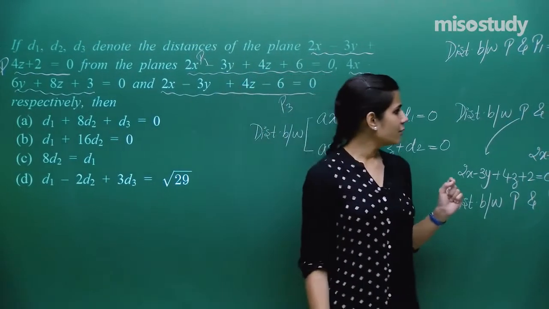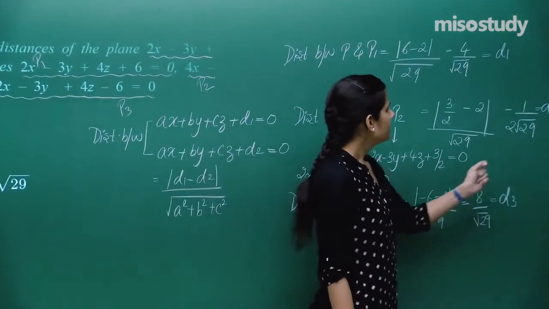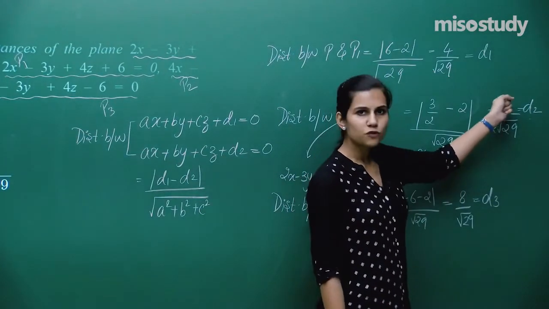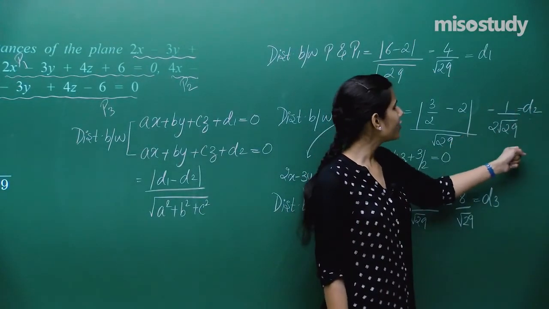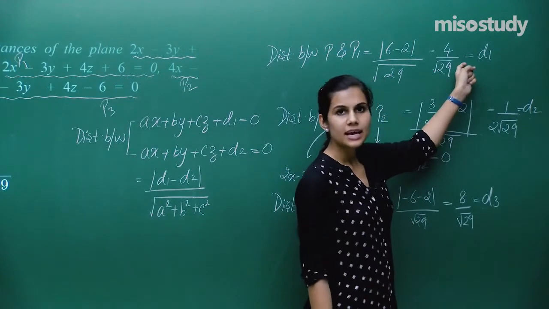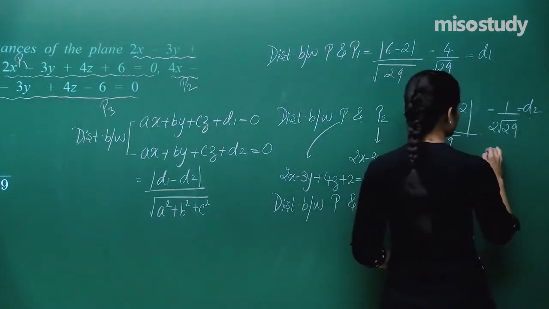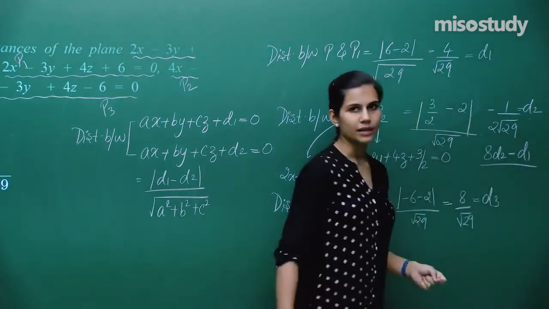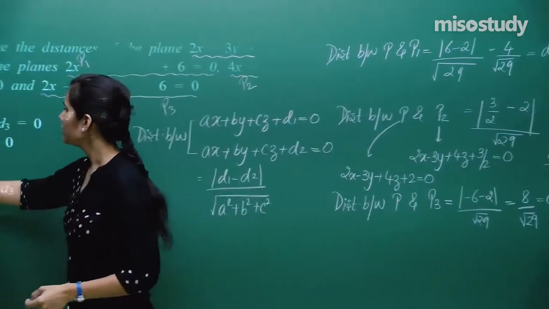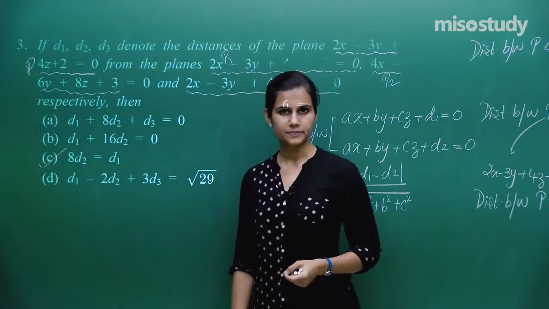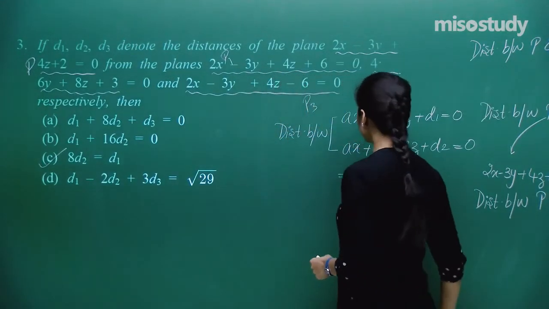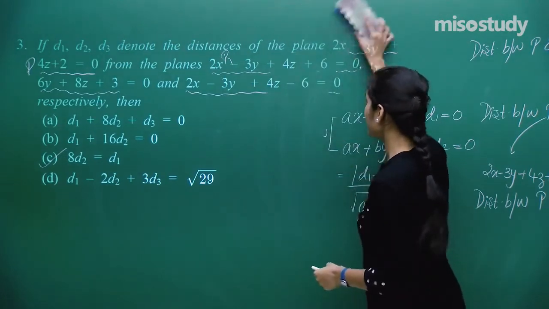One very obvious thing which is evident is, suppose I multiply by 8 over here, then 2 into 4 is 8, you are going to get 4 by root 29 which is same as this, and therefore I can say that 8 times D2 is D1. If 8 times D2 is D1 then option C is correct. Clear? Just the very simple concept of distance between parallel planes.